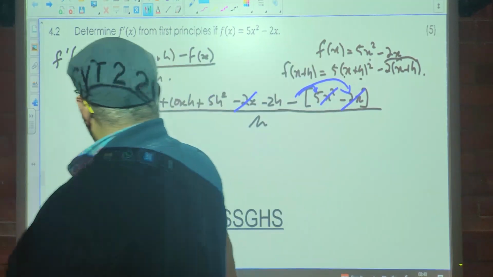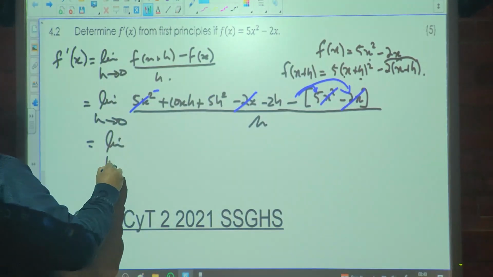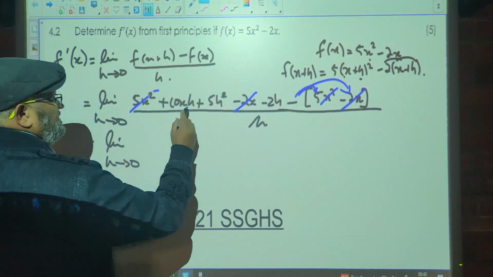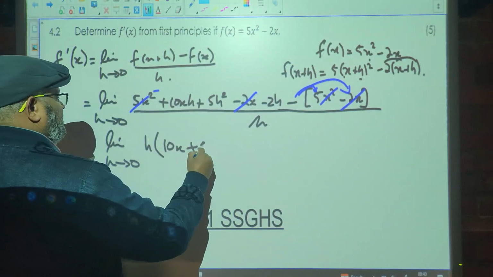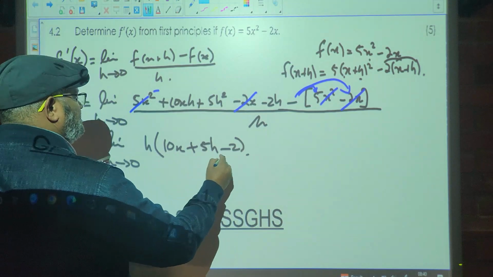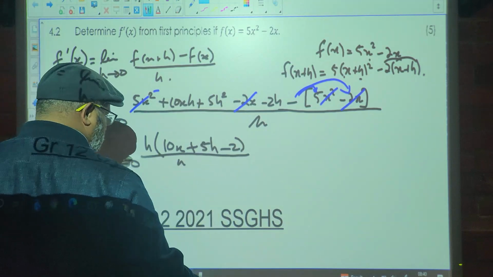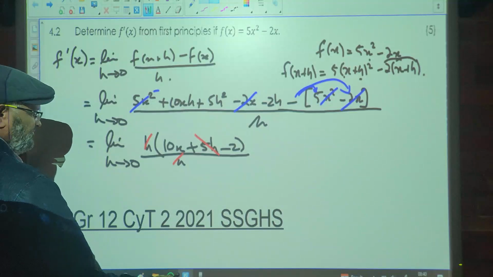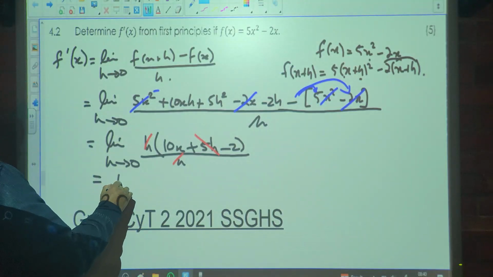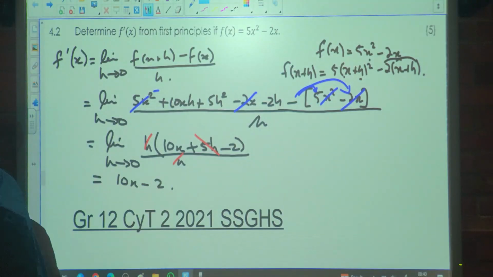Which then gives us the limit as h approaches 0. We take out h as a common factor. So we only have 10x plus 5h minus 2 all over h. Of course that cancels. Where we have h, I put a 0. Which gives me an answer of 10x minus 2. Okay.